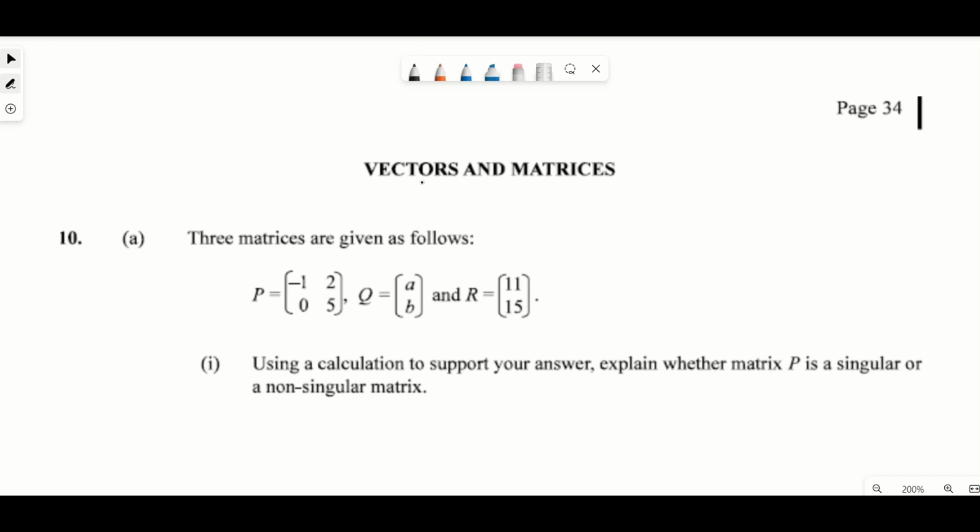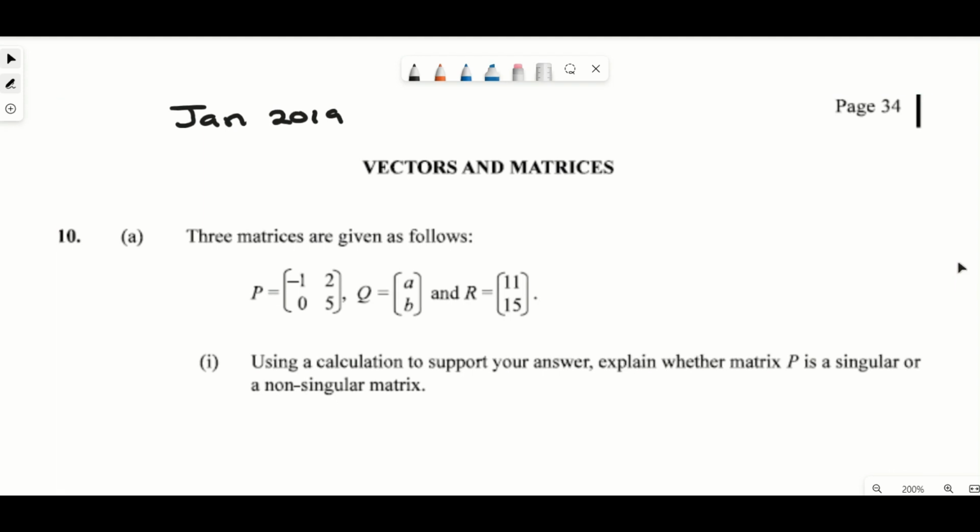Hi, good day everyone. So today we will be doing this past paper, January 2019, number 10. And number 10 is your vectors and your matrices question. So let's begin.